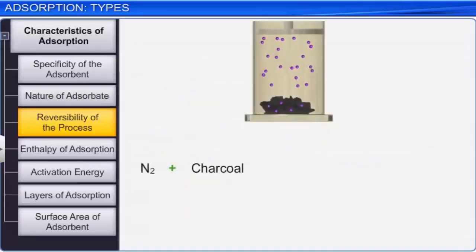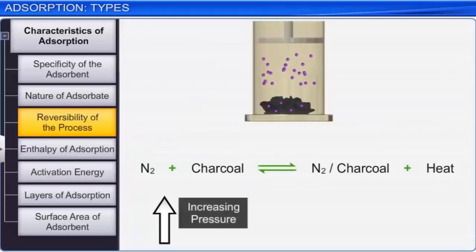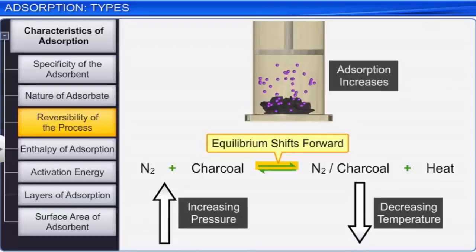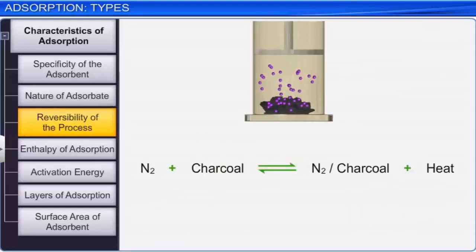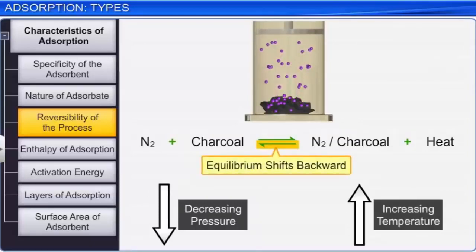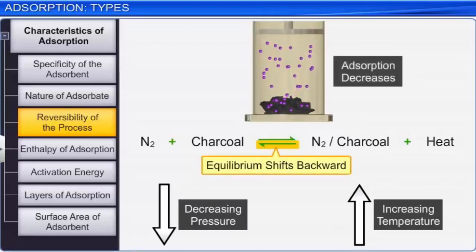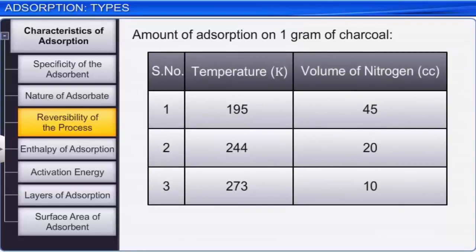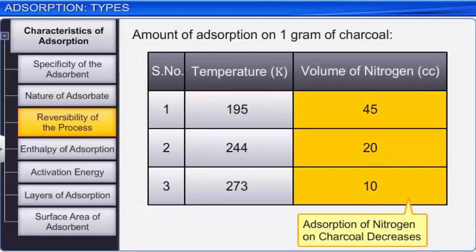On applying Le Chatelier's principle, it can be seen that when we increase the pressure or decrease the temperature, the equilibrium shifts forward. That is, adsorption increases. Similarly, when we decrease the pressure or increase the temperature, the equilibrium shifts backwards. That is, adsorption decreases. In other words, desorption takes place. For example, 1 gram of charcoal adsorbs about 10 cc of nitrogen at 273 Kelvin, 20 cc at 244 Kelvin, and 45 cc at 195 Kelvin. It is observed that adsorption of nitrogen on charcoal decreases with an increase in the temperature.